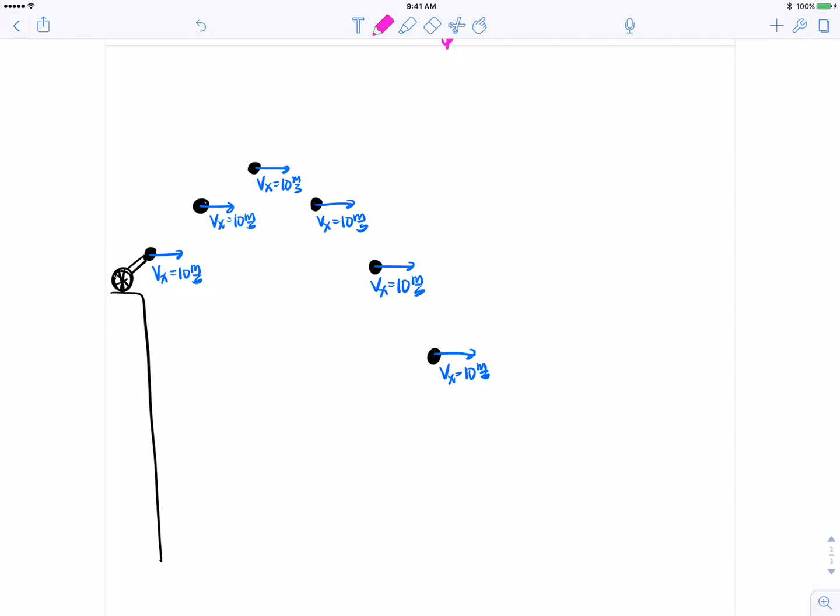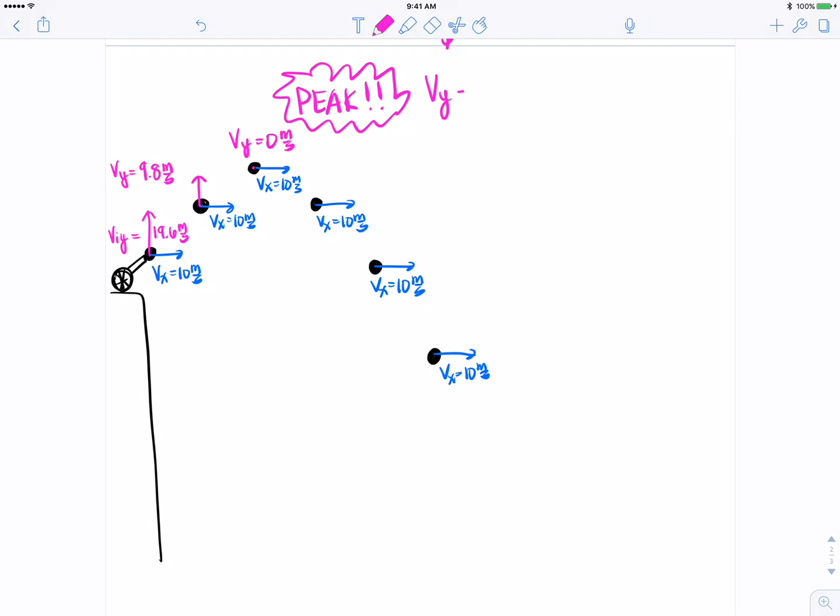Now let's say that we had an initial v sub y of 19.6 meters per second. We'll just make it easy for ourselves. Notice it's positive. Then, 1 second later, it's smaller. Vy is now 9.8 meters per second. Right here, Vy is 0 meters per second at the peak. Okay, this is super important. Vy is 0 here at the peak. Pay attention to that.